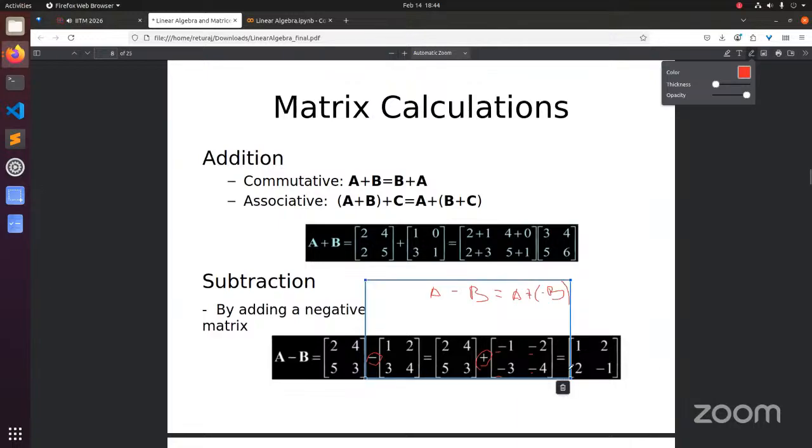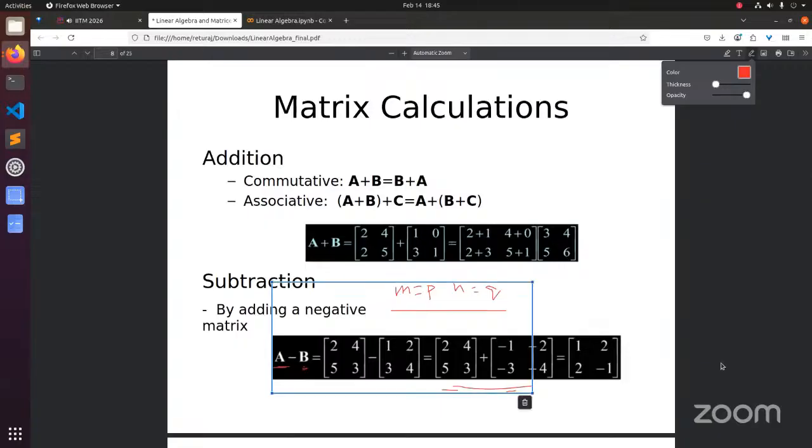Now what is the condition on A and B? If A is M cross N and B is P cross Q, what is M equal to? P. And N is equal to Q. So even subtraction requires the matrices to be of the same size. You can always convert any subtraction into an addition, and addition must be of the same size, otherwise you cannot add. Similarly, if you want to subtract, it must be of the same size or else you cannot subtract. Everyone is clear with this?